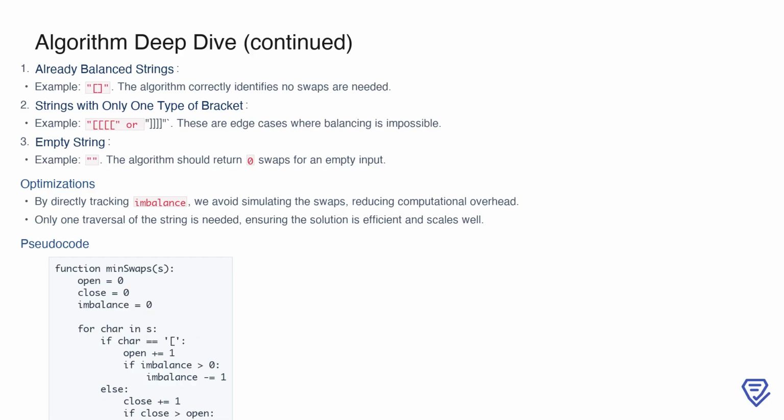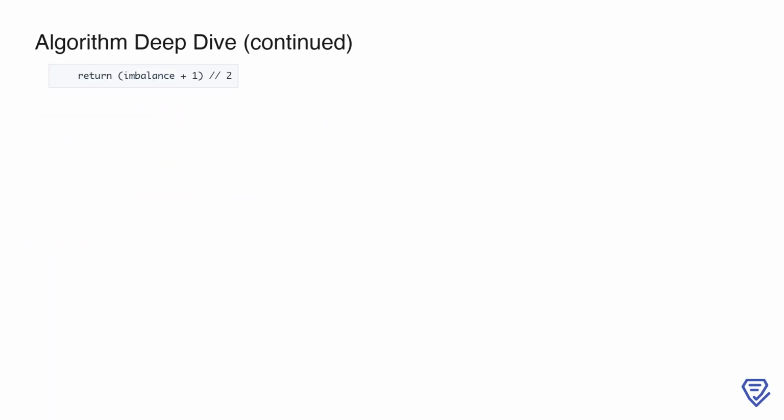The efficiency of the solution comes from directly tracking the imbalance without simulating swaps, which significantly reduces computational overhead. By making only one traversal of the string, the algorithm ensures that the solution is optimal and scales well even for large inputs. Finally, the implementation of the algorithm concludes by calculating and returning the result.